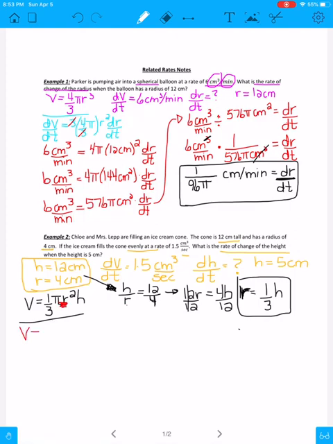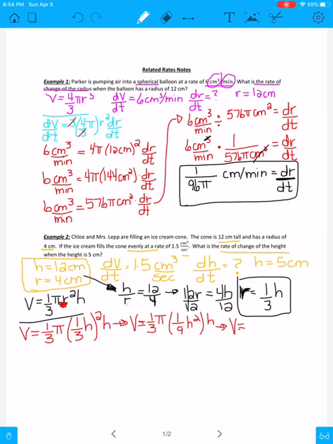So I'm going to get V equals 1/3 pi, 1/3 h is what r is, and I have to square it, times h. So I'm going to get V equals 1/3 pi, 1/9 h squared, because 1/3 h squared is 1/9 h squared, times h.